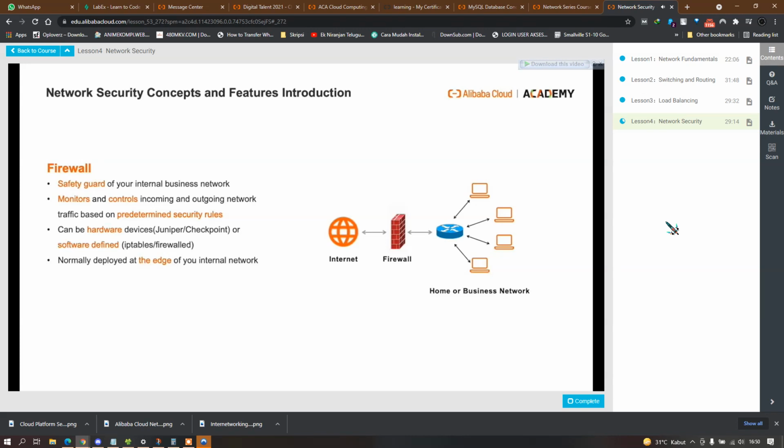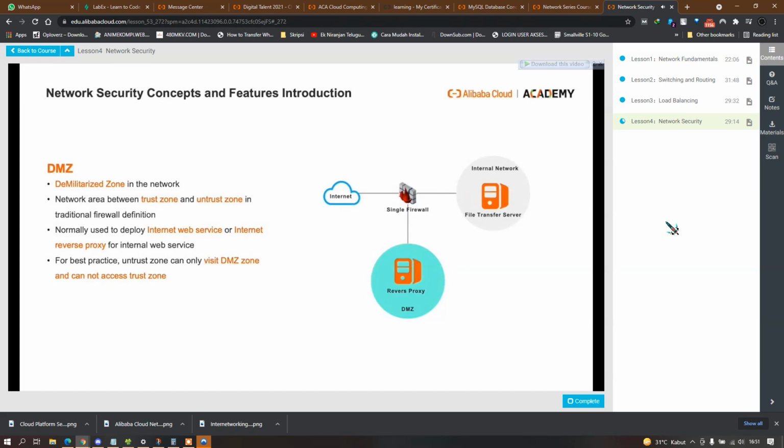And the last point is that a firewall is normally deployed at the edge of your internal network. It is just like the guard of our home, right? Sometimes we can say that the internal system of our company is our home, and the firewall is just like the guard of our home. So it's easy to understand why the firewall should be at the edge of your internal network, because the firewall should function as a protector of your system. So it should be at the outer edge of your IT system.